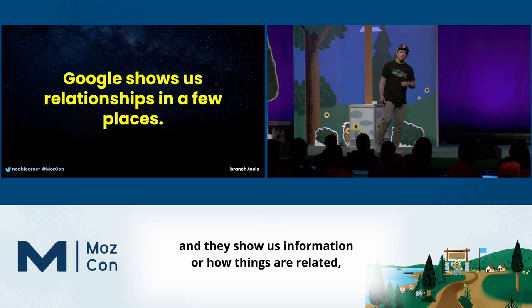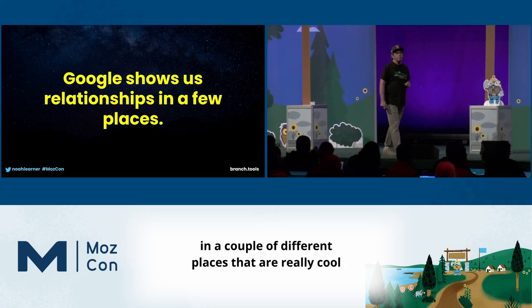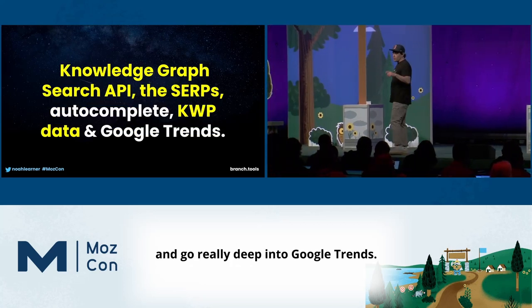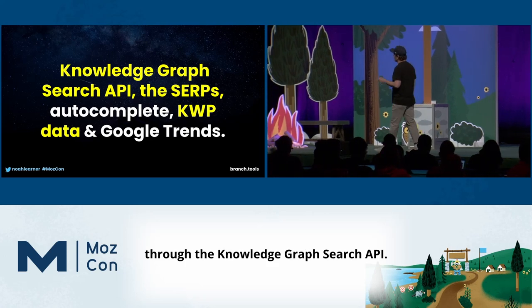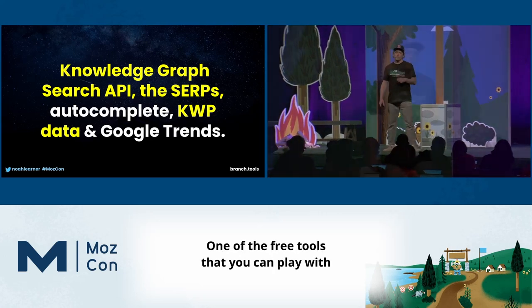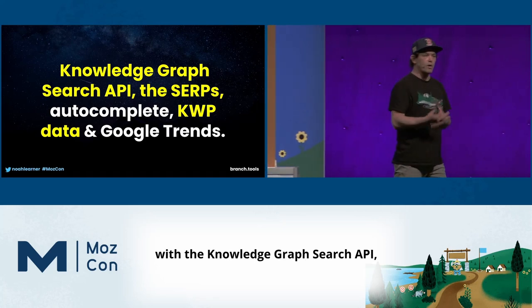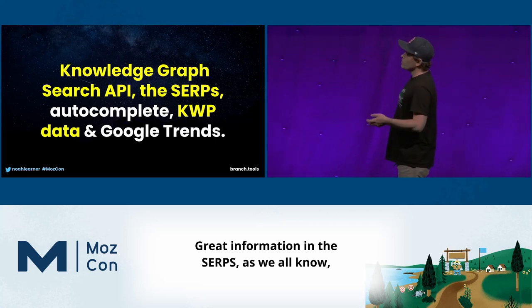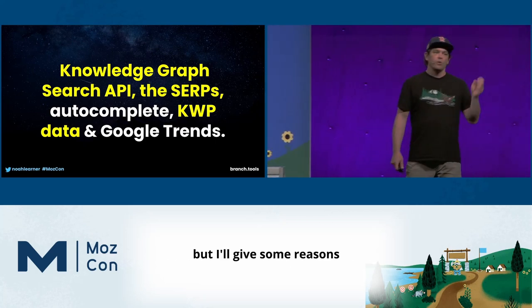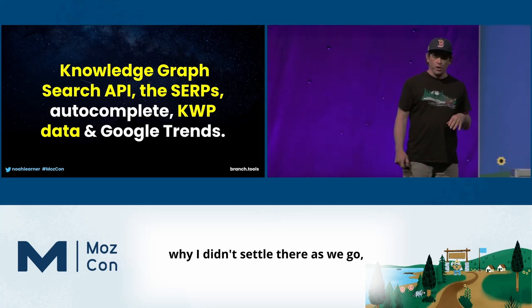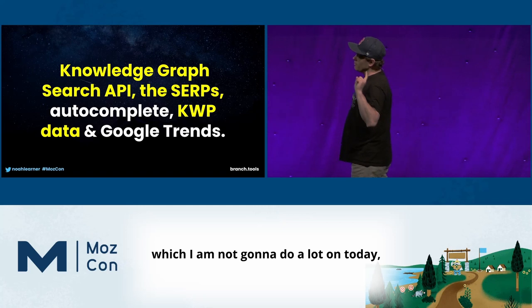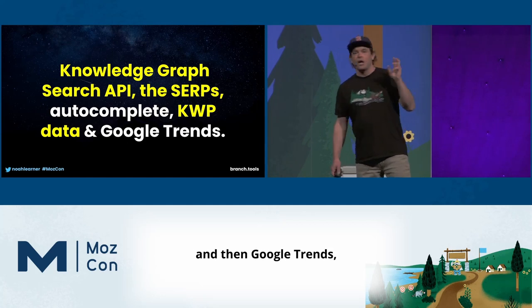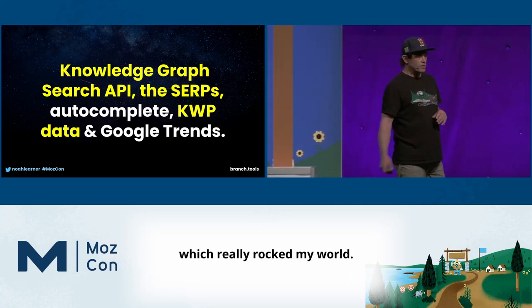And they show us information on how things are related in a couple of really cool places, and we're going to stop on some of them and go really deep into Google Trends. They tell us lots of information through the Knowledge Graph Search API. One of the free tools you can play with is a way to interact with the Knowledge Graph Search API, which I think is really fun. Great information in the SERPs, as we all know. Autocomplete, which is really powerful, but I'll give some reasons why I didn't settle there as we go. Keyword Planner data, which I am not going to do a lot on today, and that's going to be an area of deep research for me throughout the summer and fall. And then Google Trends, which really rocked my world.